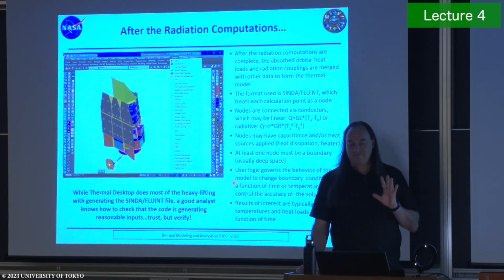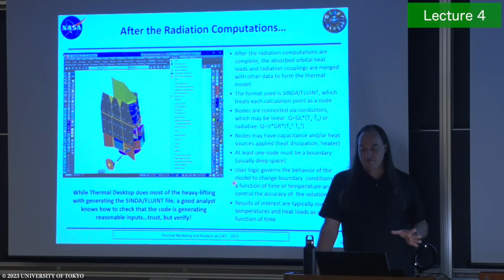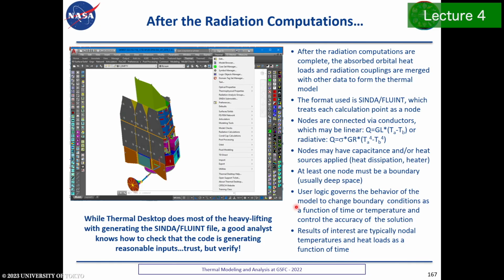All right, so after all the radiation computations are done, Thermal Desktop is going to spit out the HRA, it's going to spit out the .k files, and it's going to take that input along with inputs from contactors, heat loads, heaters, conductors, everything else that defines the model, and it's going to output it to a thermal model in a format that is known as CINDA Fluent. CINDA stands for Systems Integrated Numerical Differencing Analyzer. It was developed in the 60s before I was even born by Chrysler. It's gone through various flavors and incarnations throughout the years.